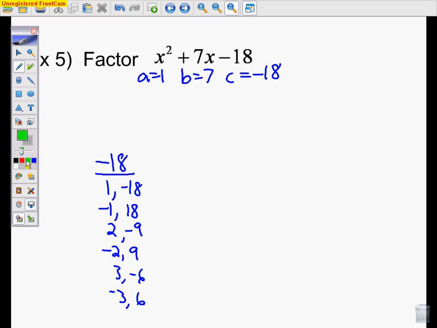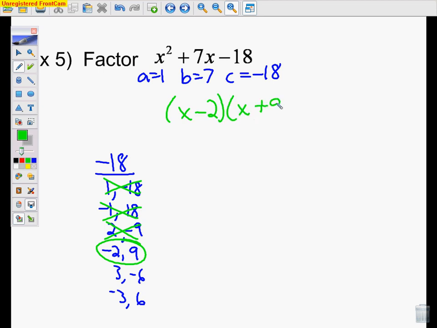All right, now out of these, which of them adds together to give you positive 7? All right, so here, the first one adds together to give you negative 17, then we get positive 17. Next, we get a negative 7, and then we get a positive 7. All right, so the answer, x minus 2 times x plus 9. Now, once again, you don't have to write this out if you don't need it. I only write it out just in case you don't know what the two numbers are that multiply to give you that. Okay? So, that was our lesson.